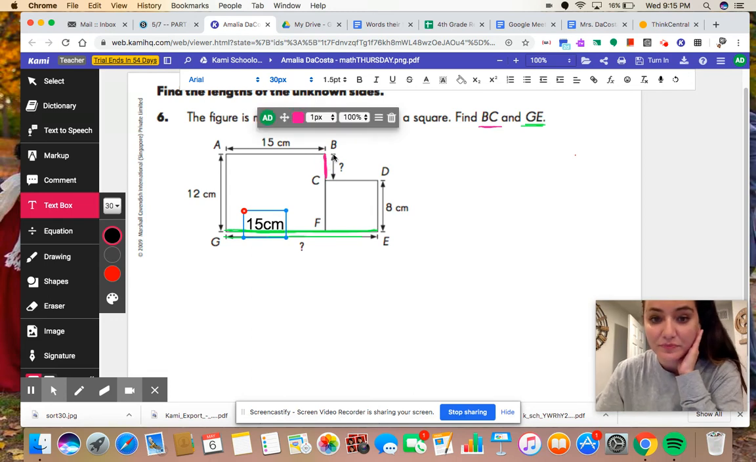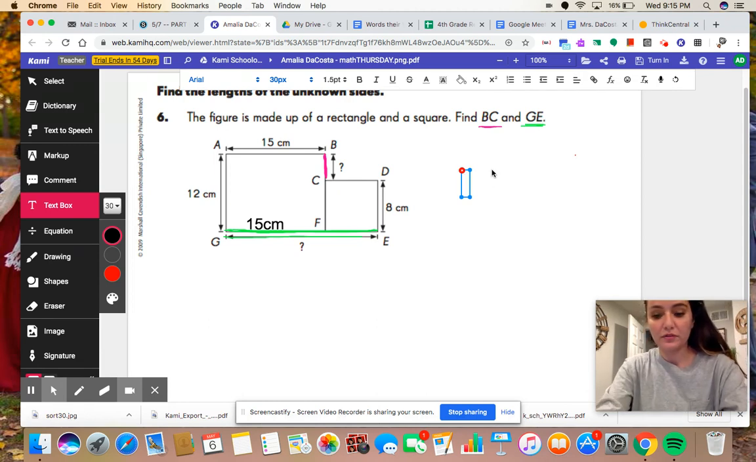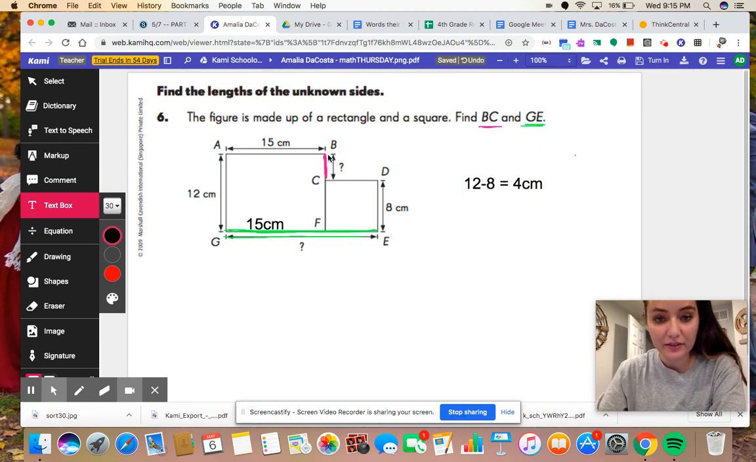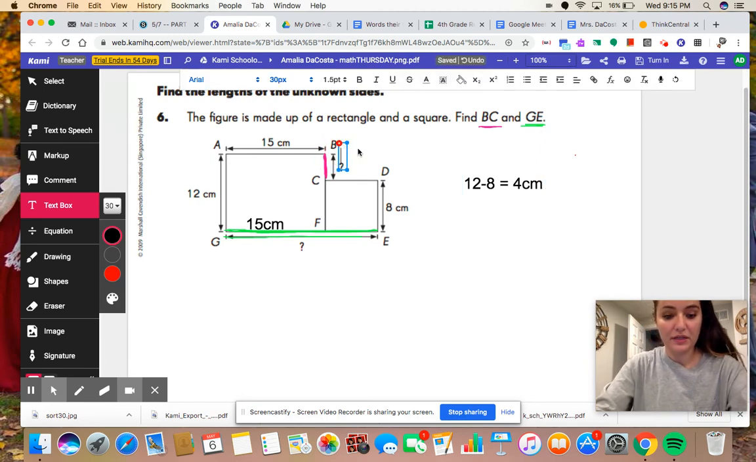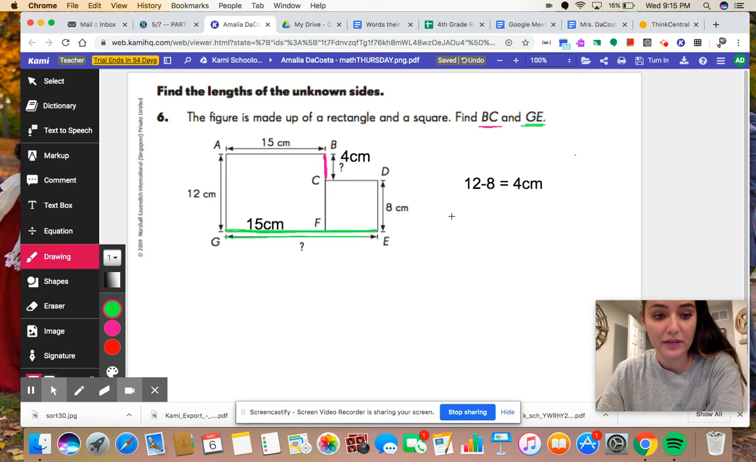I can take 12 and I can subtract 8. And that should give me 4 centimeters. So this side right here should be 4 centimeters. But I'm not done. So I found BC, I'll put an X over it. I need to find GE. So GE is down here.